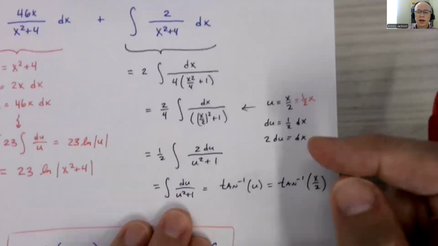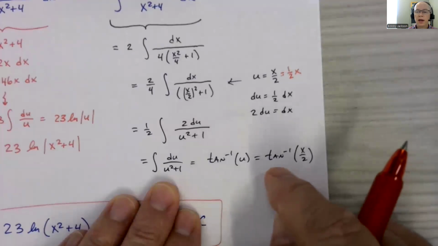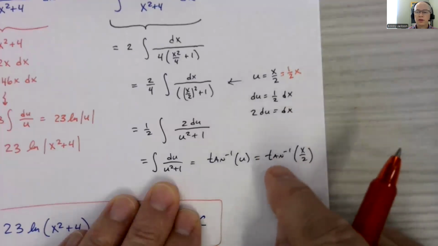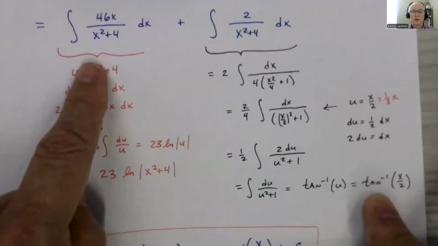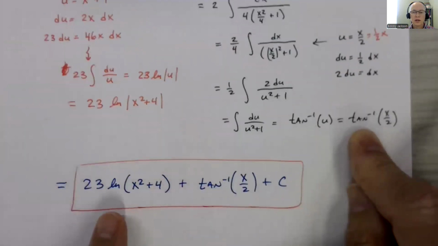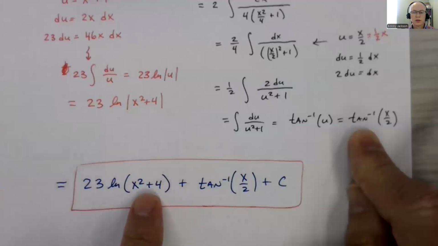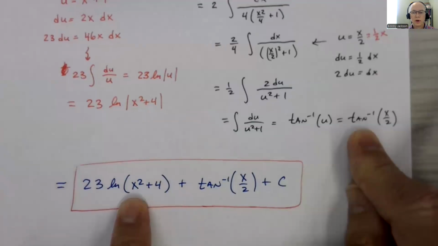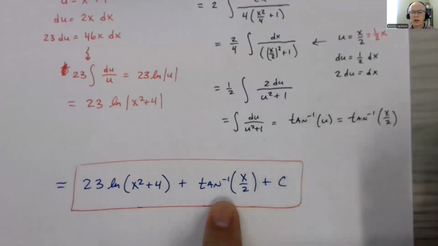So the antiderivative, as we said above, is the inverse tangent function, and replacing u with x over 2 gives us that. And so our final result: this integral evaluates as 23 natural log. Notice I can get rid of the absolute value bars because x squared plus 4 is always positive, always greater than or equal to 4 for any value of x, and then plus the arctangent of x over 2.